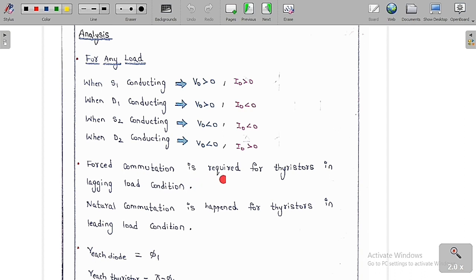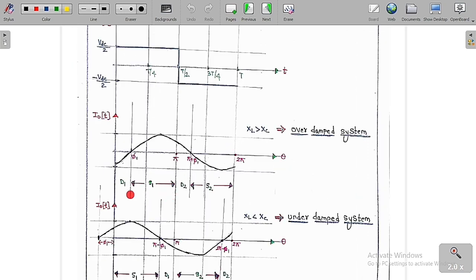Also, forced commutation is required for thyristors in the lagging load condition. See, the lagging load condition means XL is greater than XC. You can see clearly in the graph, for XL greater than XC, whenever D1 is conducting, then S1 is going to conduct. Simply we can say that S1 is going to conduct only when D1 is off. Therefore then we are going to turn on D2.